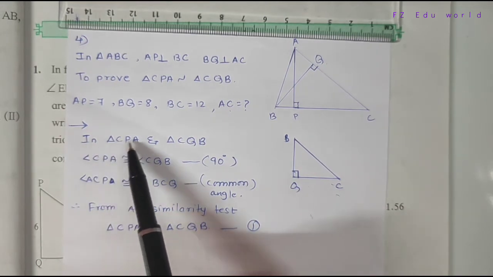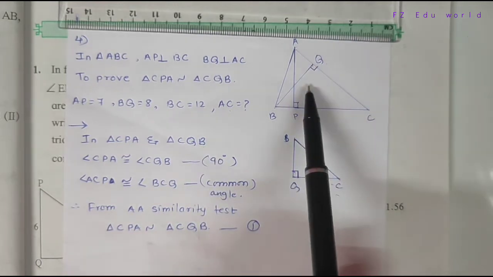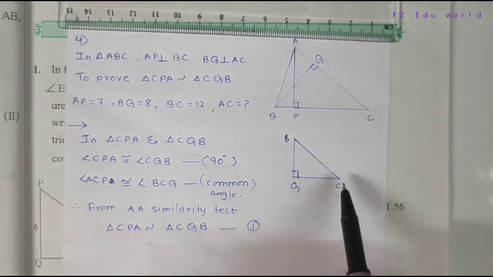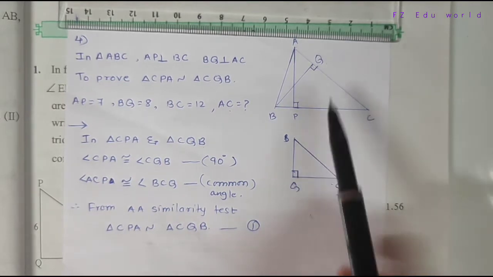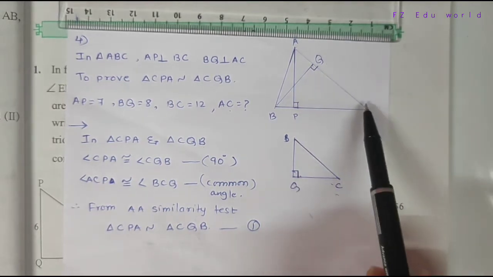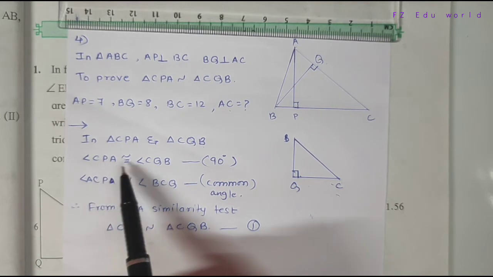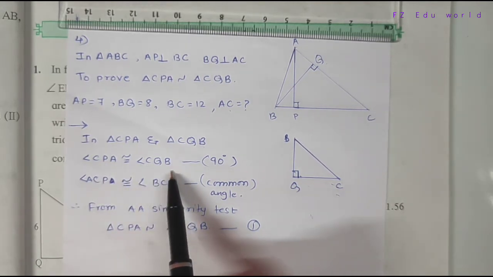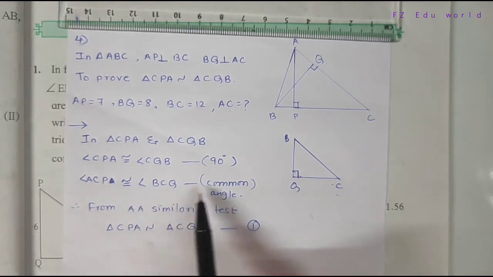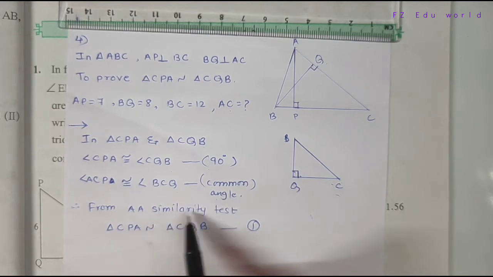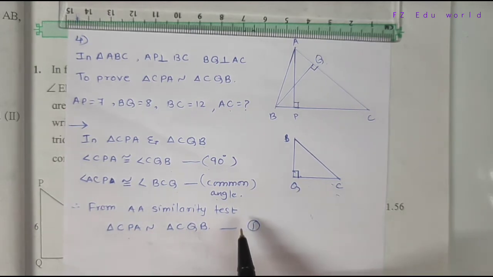In triangle CPA and triangle CQB, in these two triangles, angles CPA and CQB are 90 degrees and angle C is common here. So angle CPA is congruent to angle CQB, 90 degrees, and angle ACP is congruent to angle BCQ, common angle. So from AA test of similarity, these two triangles are similar. We are calling it equation 1.